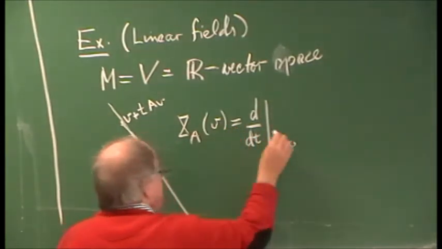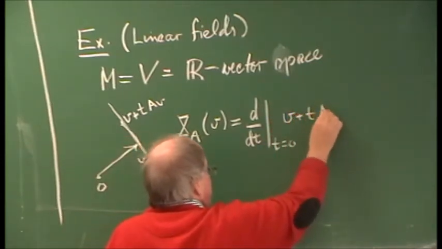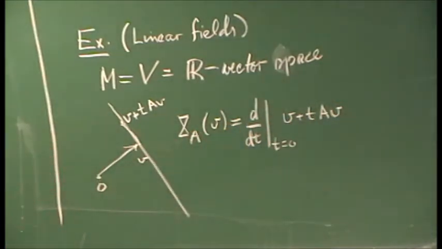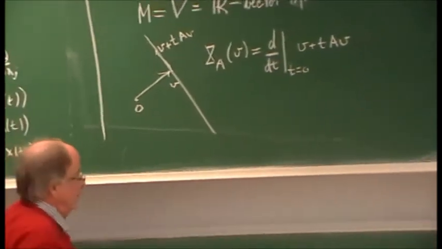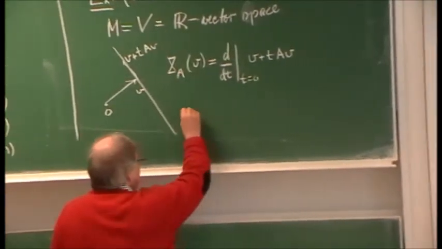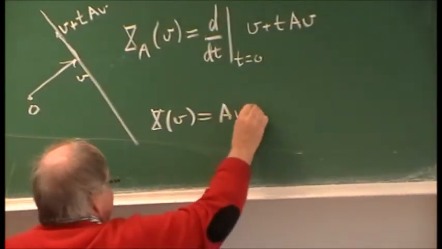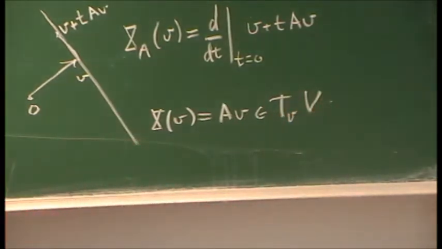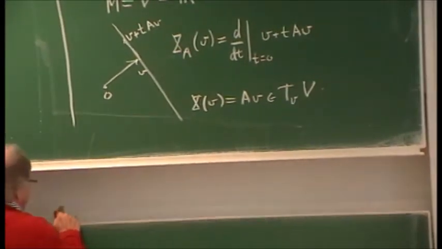V plus tA. If I didn't put the argument of the function, that's what you do. You differentiate along that line. Okay? So, at the base point V, X of V equals A of V in the tangent space at the point V. Depending on V, the field changes linearly.